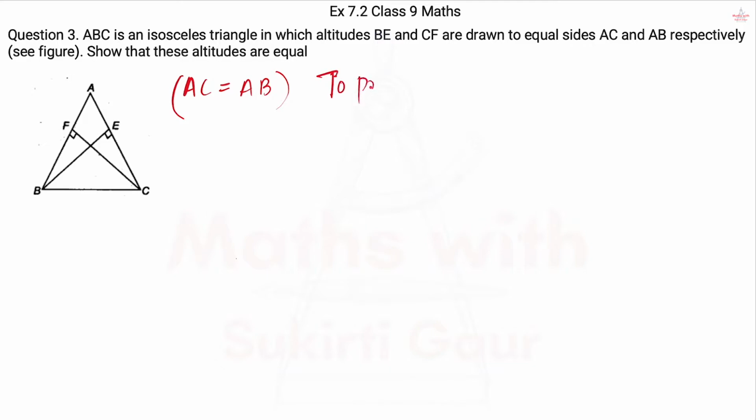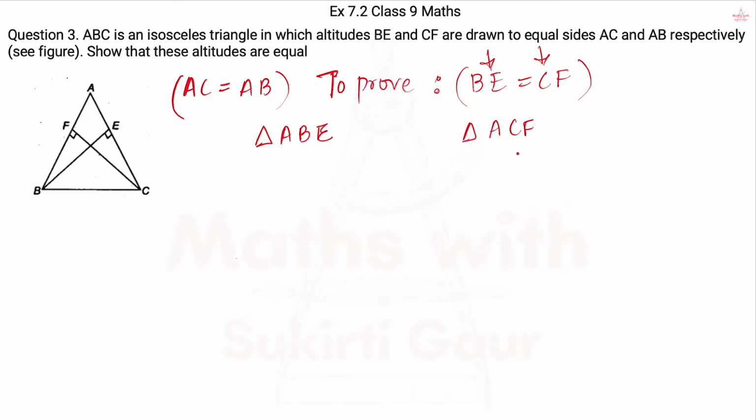Now to prove, we have to prove BE equals to CF. Since we are in the congruency, we are going to take any two triangles in which BE and CF are falling. If we prove them congruent, we can say that their corresponding parts are also equal, right? That is what we do in these questions. So to start with the proving, we will take two triangles in which BE and CF are falling. Let us find that. So I can see here triangle ABE is a triangle in which BE is coming, and triangle ACF is another triangle in which CF is coming, right? Let us try to prove them congruent.